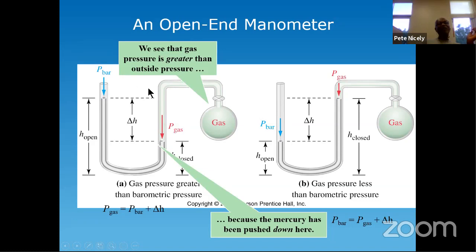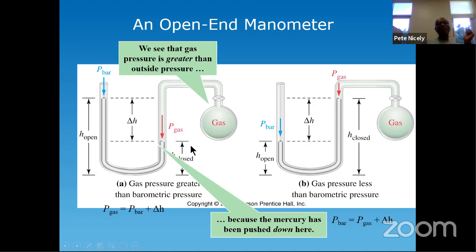So if you hear me using the term barometric pressure, it's the same thing as atmospheric pressure, right? Now, what we see here are two different situations, right? So I'm going to deal with each of them in turn, starting with the situation here on the left.